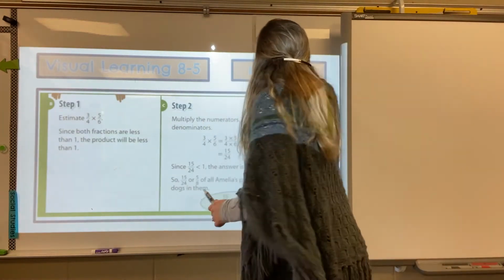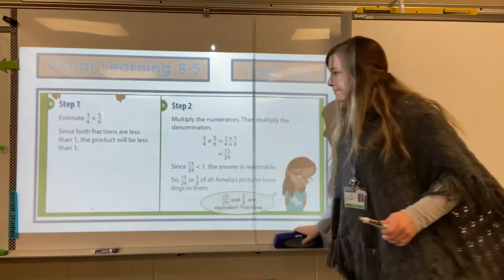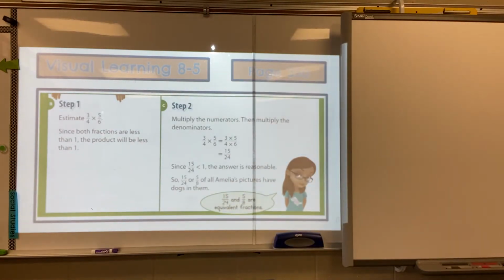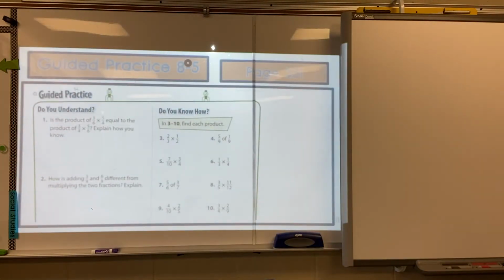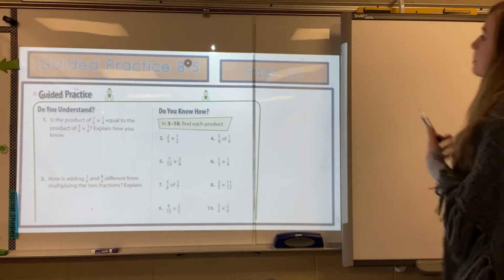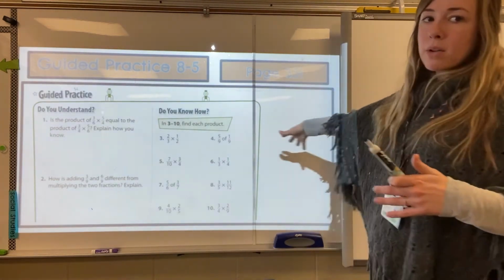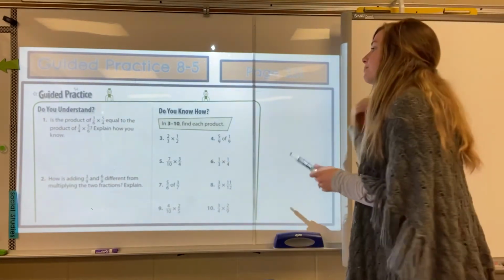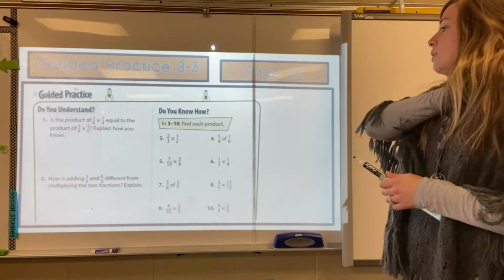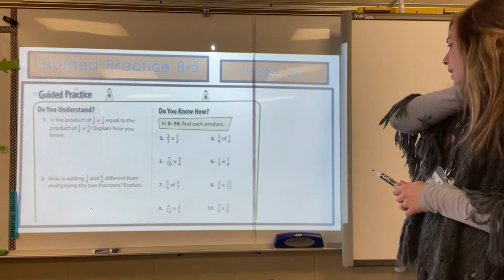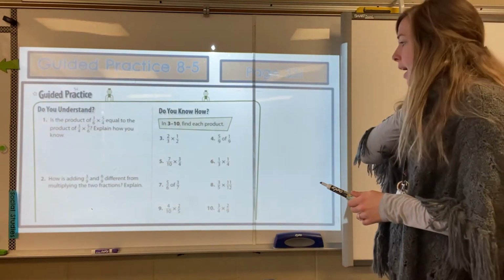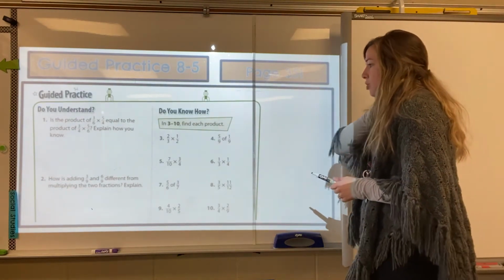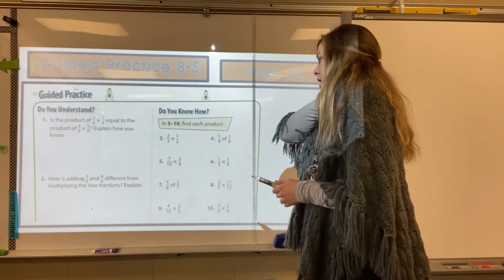Okie dokie superstars, let's go ahead and take a look at some guided practice. We're on page 351. Please remember, while I am working up here on the board, you are working in your notebook. You should be writing these things down. Let's just try a couple problems on here, and then I'll give you a couple to try on your own.